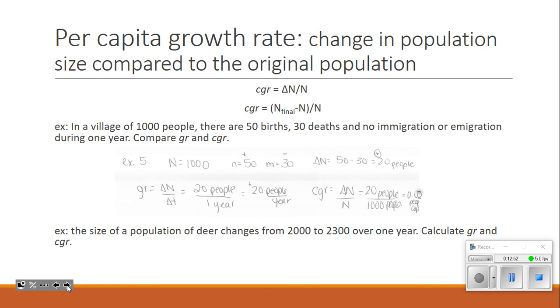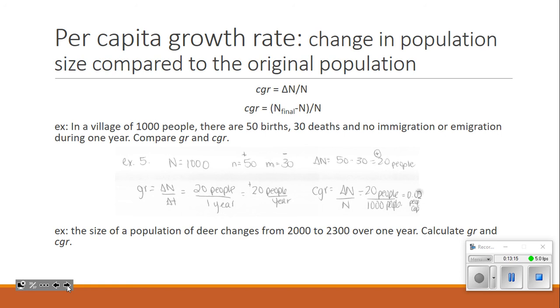So I started out by saying, well, N is 1,000. That's my population size. I also know that there were plus 50. That was natality. Mortality was minus 30. So my delta N will be 50 minus 30. In other words, plus 20 people.